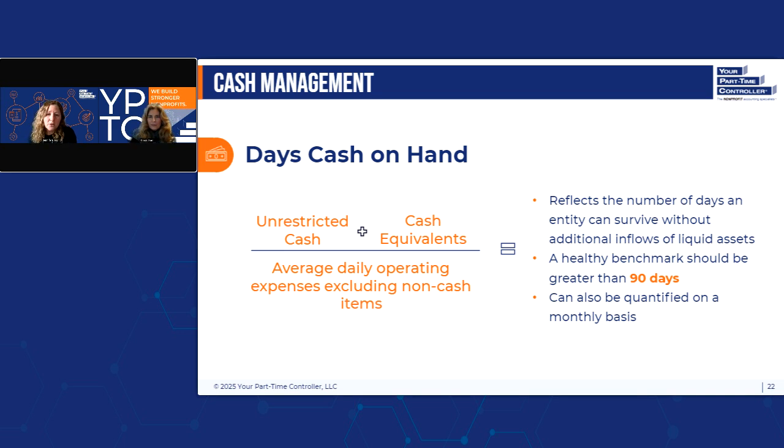We would say a healthy benchmark would be having greater than 90 days of available cash on hand at a minimum. That gives an organization some cushion. And this is a metric that you should be evaluating regularly, since results less than 90 days could be a red flag signaling that you need to take action quickly. So let's take a look at an example using numbers to see this ratio in action.